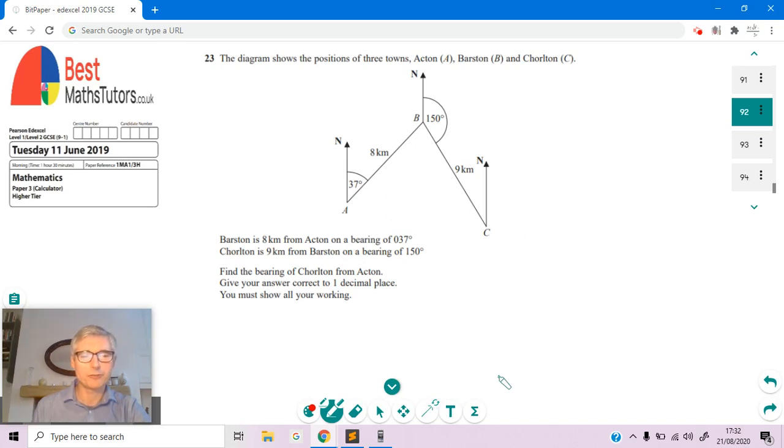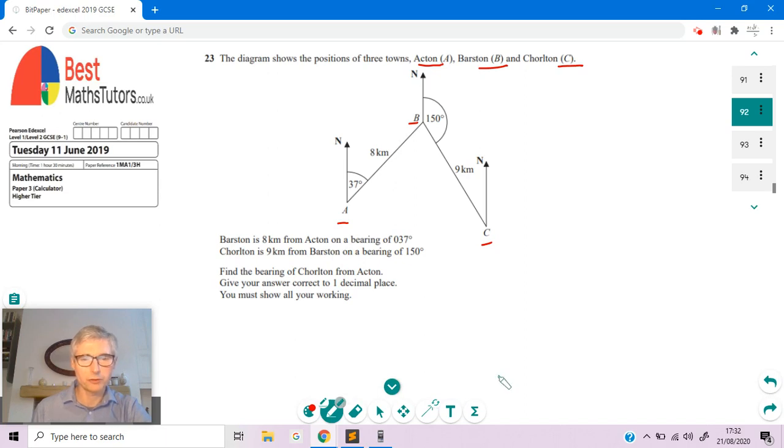So question 23 is quite a long question, and it involves a bearings question. So we've got 3 towns, it says here. Acton, which is A, Barston, which is B, and Chorlton, which is C. And what we've ultimately got to do is find the bearing of Chorlton from Acton.